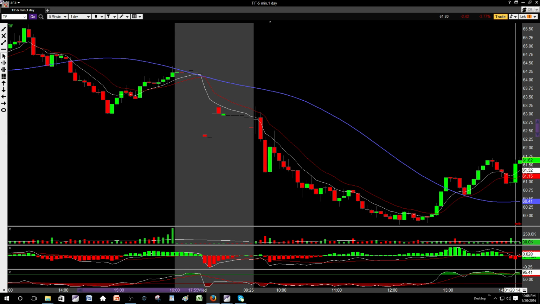If it's gapping up and it pops more, you short it. If it's gapping up and it pulls to an area, fills the gap, or partial fills the gap to an area of support, you go long. So that's just the way that gap up, gap down works.